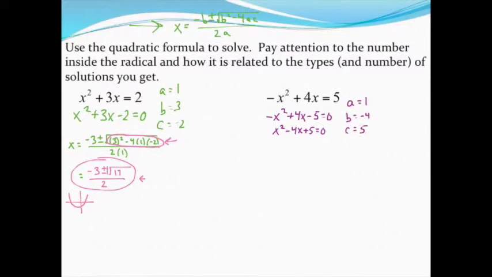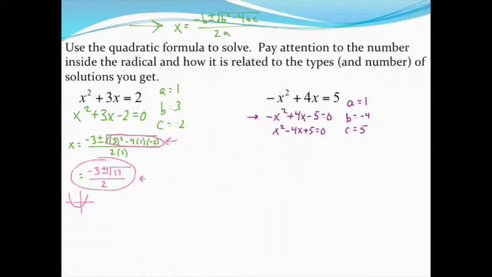Now if you did this problem on your own, maybe you didn't switch the signs like I did, and you use your a, b, and c values at this point. So your a, b, and c would all be opposite. You'd have -1, +4, and -5. Go ahead and watch how I'm going to do this problem, and you'll see that it doesn't matter. I'm still going to get the same answer.